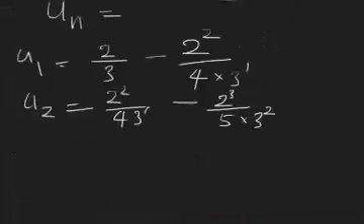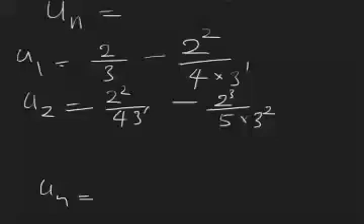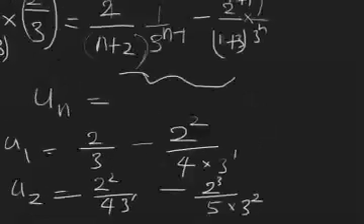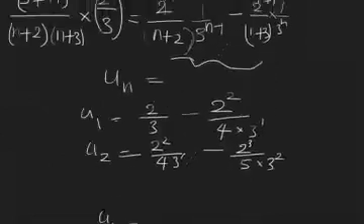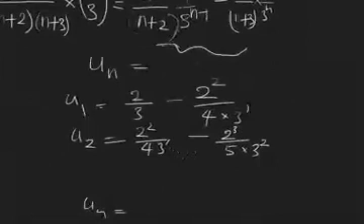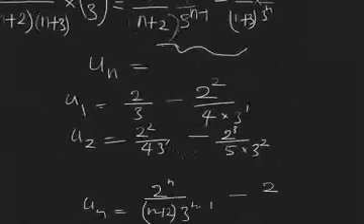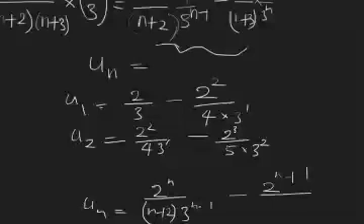And the general term, let's write the general term, u_n: 2 to the n over n plus 2 times 3 to the n minus 1, minus 2 to the n plus 1 divided by n plus 3 times 3 to the power n.